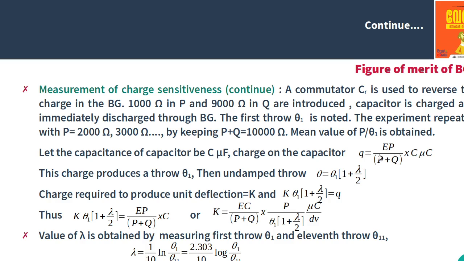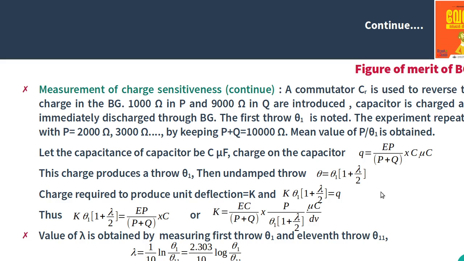And the charge, we know, should be multiplied with a capacitance value. That capacitance we are using is C. So you multiply this potential EP divided by P plus Q with C. That will give you the charge. We are using a microfarad capacitor, so the charge stored will be in microcoulomb.